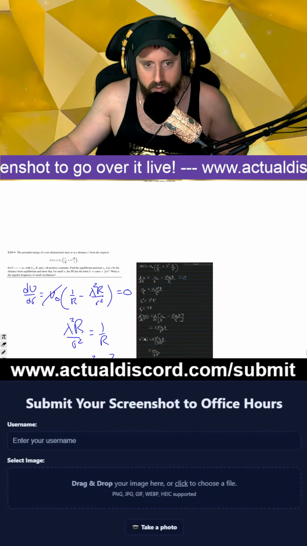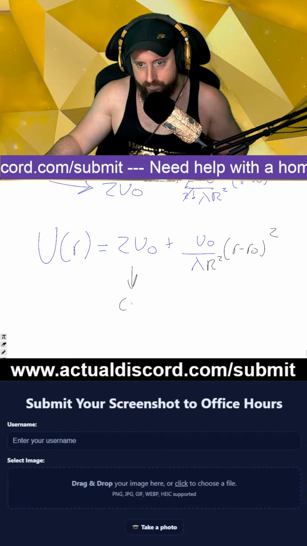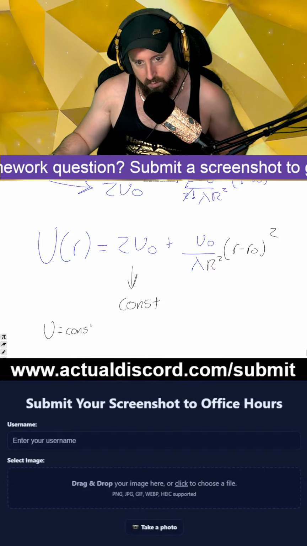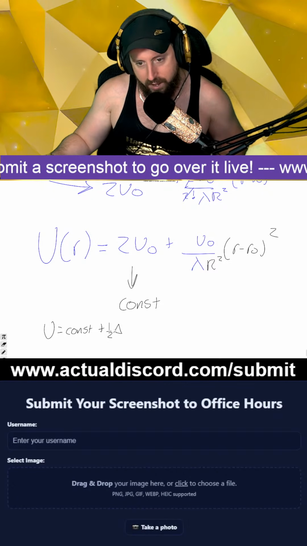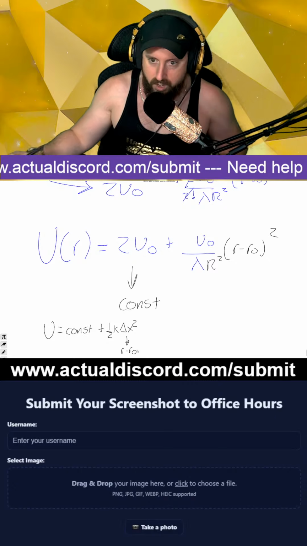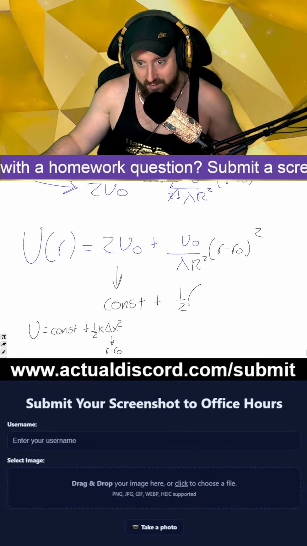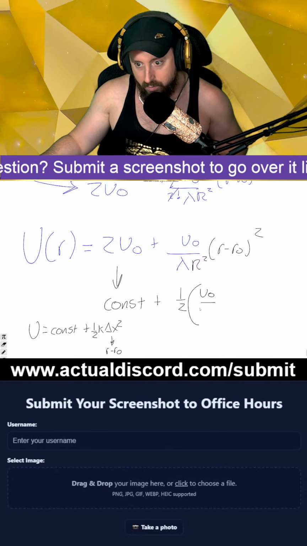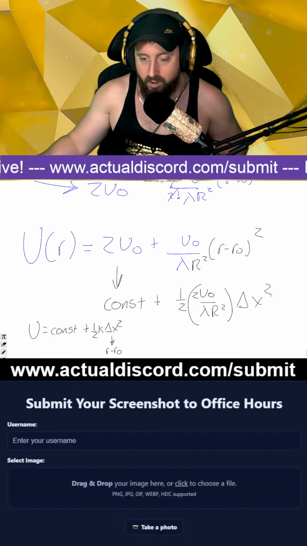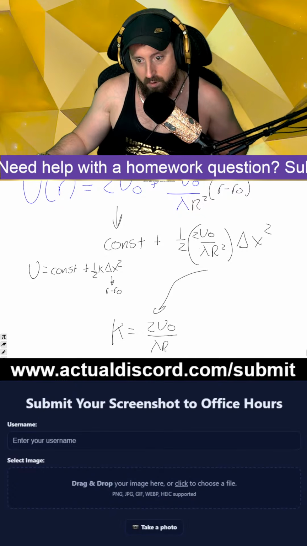So I just want to show it's u is equal to constant plus 1/2 kx squared. Okay, cool. So this right here is my constant. Usually u is equal to constant plus 1/2 k delta x squared. This is like the spring constant. Delta x in this case refers to r minus r naught. So k in this case is mu naught over lambda r squared, but you need another 2 here in order for this to equal this. So that tells me that k is equal to 2u0 over lambda r squared.